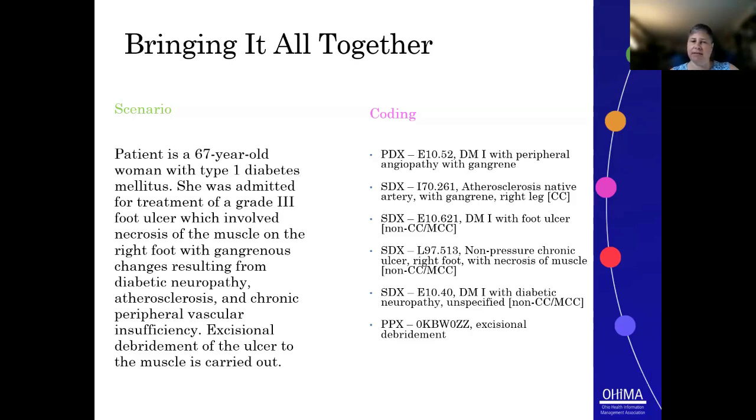Okay, so on the right side of this slide, you can see the principal diagnosis, our secondary diagnoses, and the principal procedure. So our atherosclerosis native artery with gangrene is a CC. That's I70.261. Our diabetic foot ulcer is not a CC or MCC, nor is our non-pressure chronic ulcer. And likewise, our third diabetic code to represent the diabetic neuropathy is not a CC or MCC either. So in this case, we have one CC.